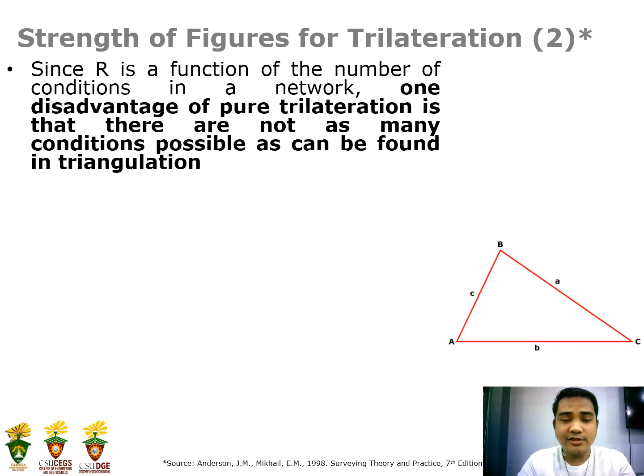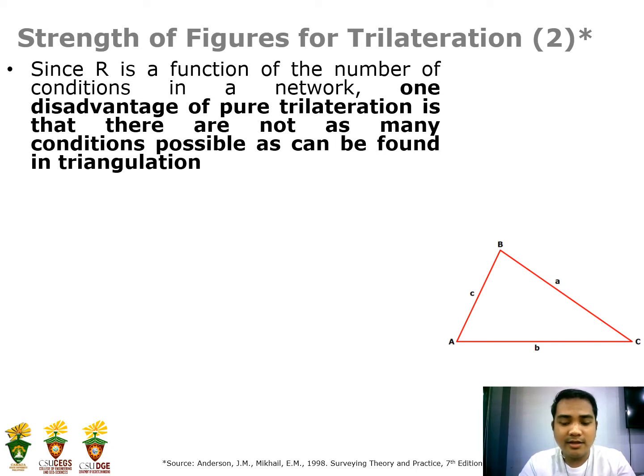Since R, or the strength of figure, is a function of a number of conditions in a network, one disadvantage of pure trilateration is that there are not as many conditions possible as can be found in triangulation. So dili siya daghan, ingon na kadaghan ang conditions or possible conditions na makita nimo sa triangulations.